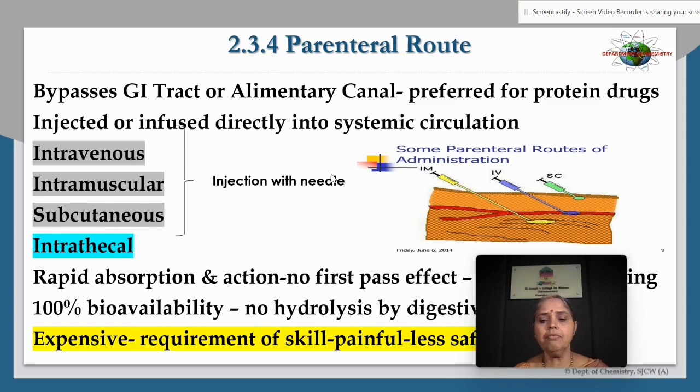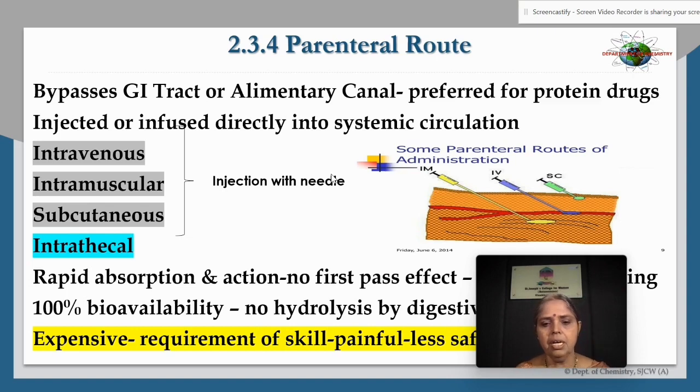Then there is another form of injection called intrathecal. Maybe you do not know, intrathecal injection refers to injecting the drug in between the vertebrae of the spinal cord. In between the vertebrae, a fine needle is introduced, and through that needle, the drug is introduced directly into the central nervous system. It will have an instantaneous effect. So this is the parenteral route.